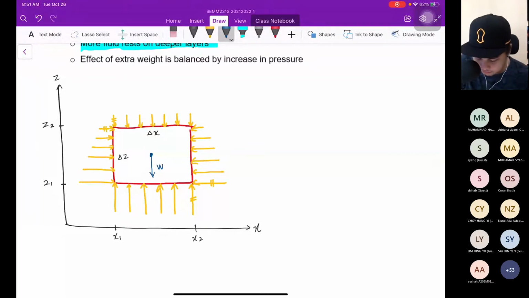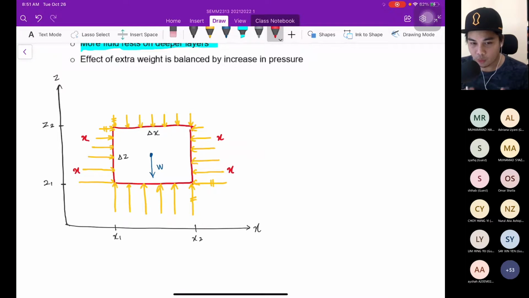For example, the force in here will be the same in here. The force in here will be the same in here. It is identical to each other. Don't worry. The one that we should worry about is the vertical one.